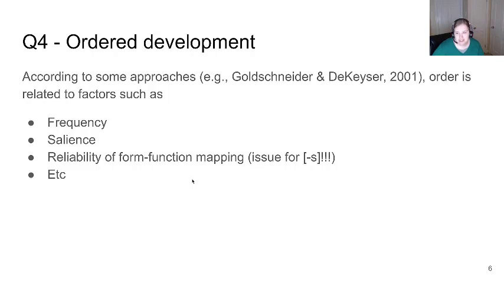Reliability of form-function mapping. What that means is that form-function mapping is the relationship between a form, like a particular morpheme, and its meanings, or what it's doing in the sentence. So in the case of S, and this is why it's a really big one for this, the S on the end of a verb, or S in general really, in English has a heck ton of uses. A heck ton more than ing, right?